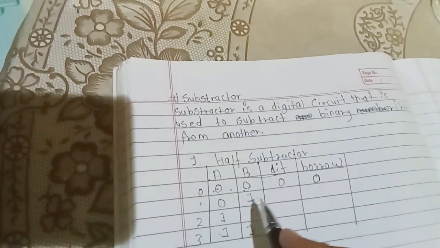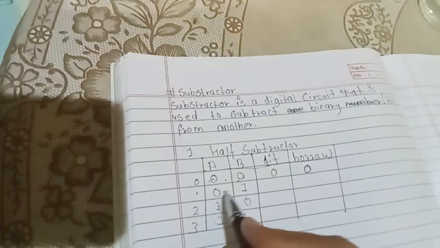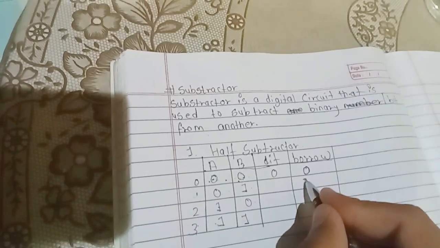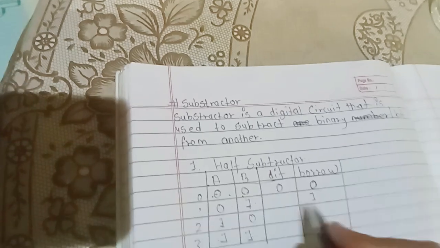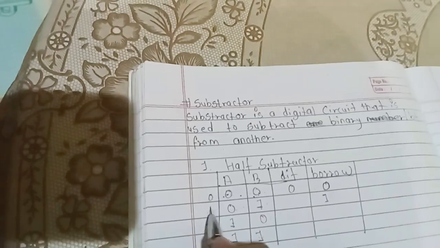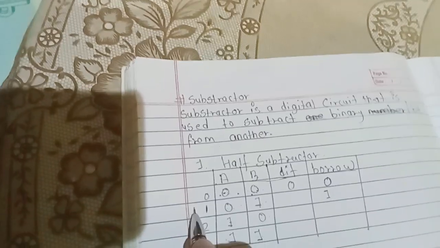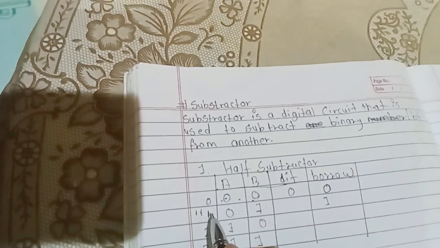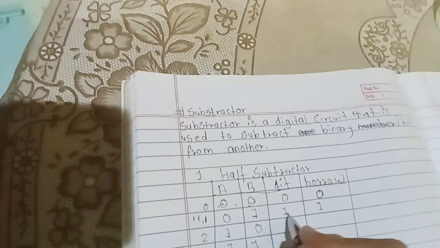For 0 and 1 you can't subtract because 0 is less than 1, so you need to take a 1 bit borrow from another bit. If we take 1 from 1, in decimal form this is 1. If we take 1 and add, it will become 2. So if we subtract 1 from 2, we'll get 1.